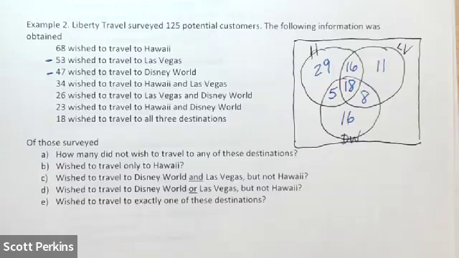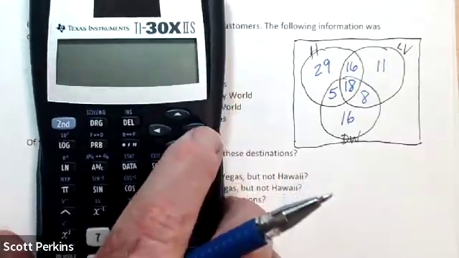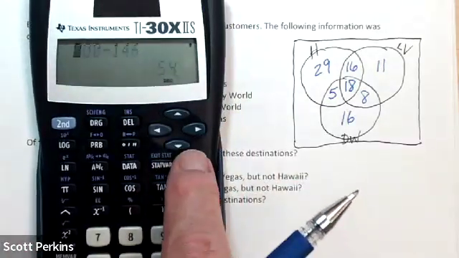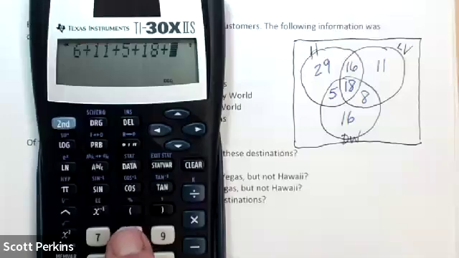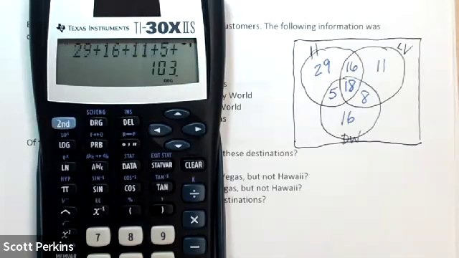Last but not least, I'm told that I talked to 125 people total. So this gives me the clue that I need to figure out the last space, the universe, the outside rim of this. What I'm going to do is add up all of those values that we have so far. So that is 29 plus 16 plus 11 plus 5 plus 18 plus 8 plus 16, and that gives me a grand total of 103.